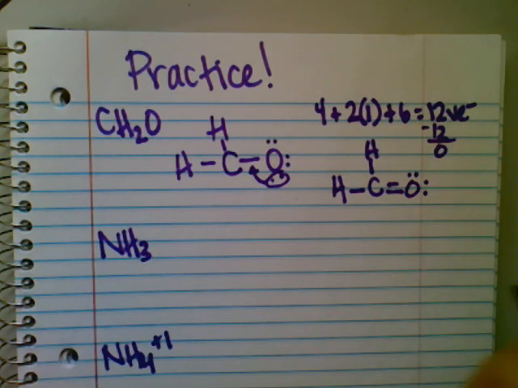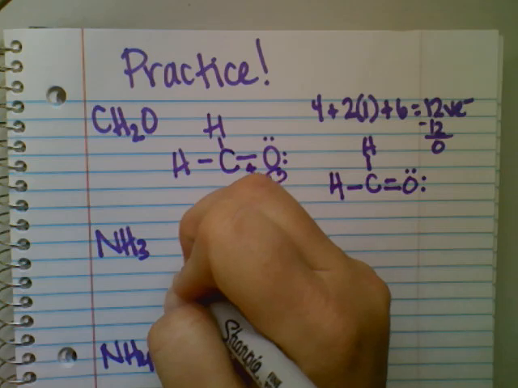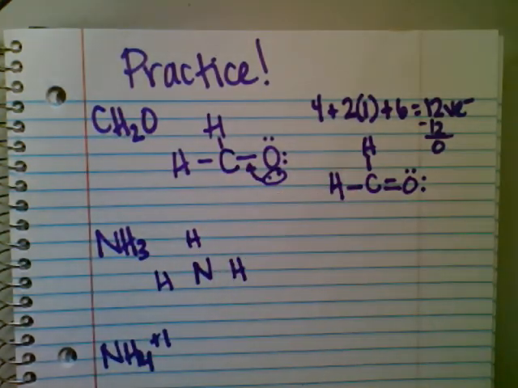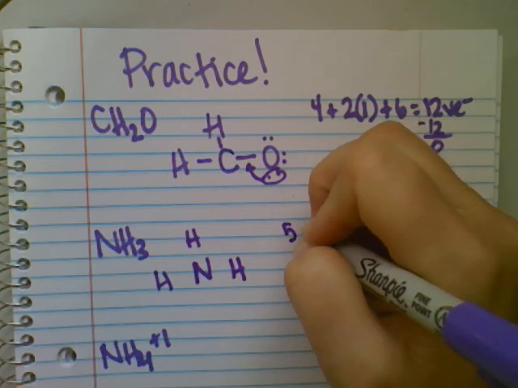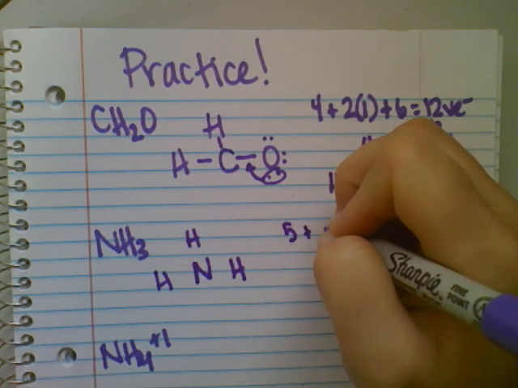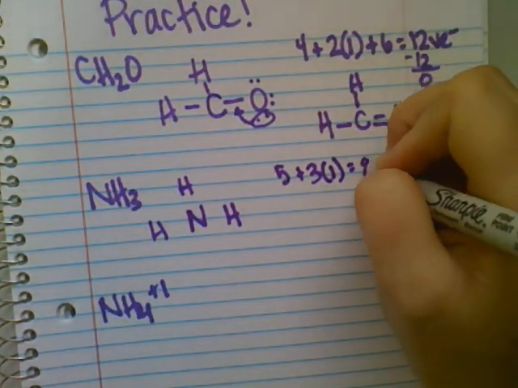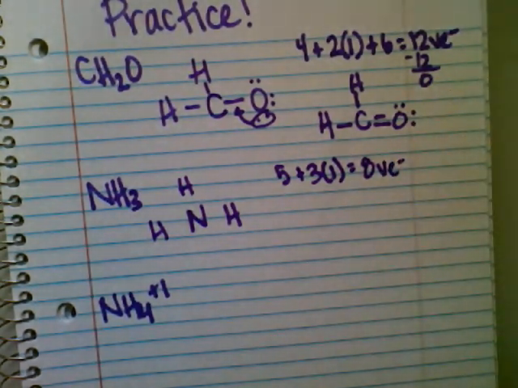Here I have NH3, so I'm going to put nitrogen in the center. I'm going to put my hydrogens around it. I'm going to count my valence electrons. I have 5 from the nitrogen. I have 3 hydrogens that each have 1. Well, this adds up to 8 valence electrons, right?